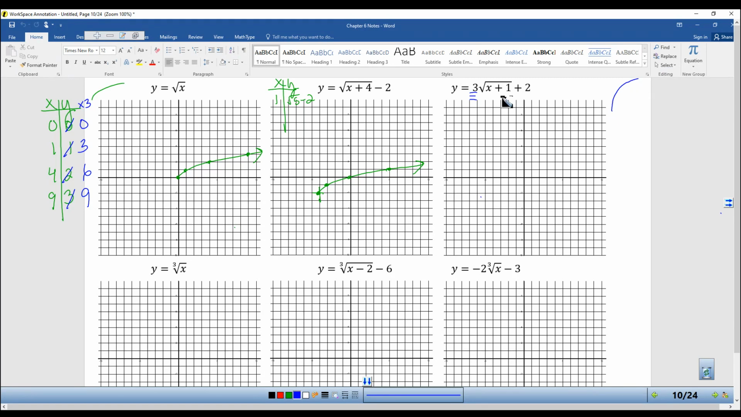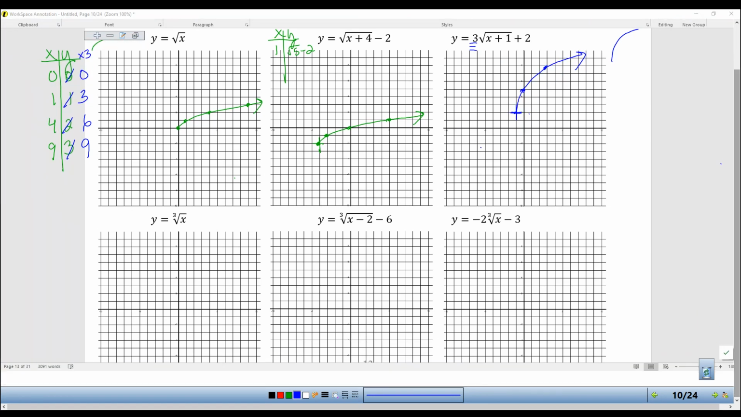So again, my new origin is going to be to the left 1 and up 2. So there's my 0, 0. And then after 0, 0, 1, 3, 4, 6. 1, 2, 3, 4. 1, 2, 3, 4, 5, 6. And because that's already 6, I can see I'm not going to make it to 9. But it would look something like that.